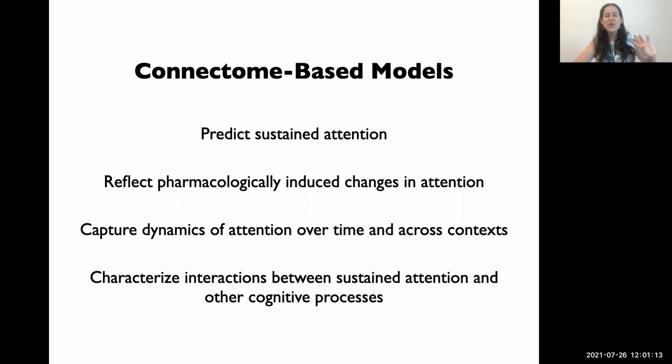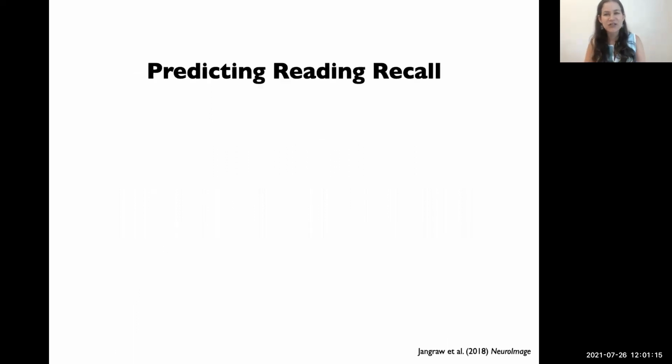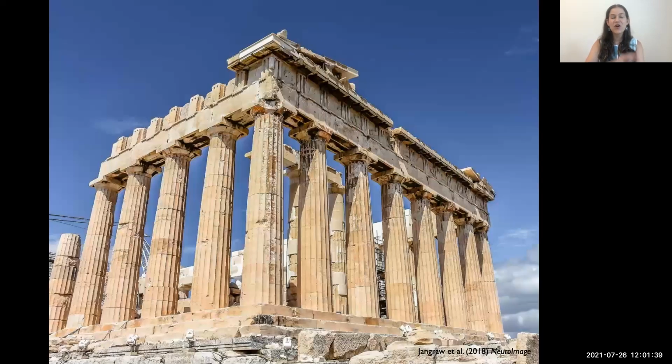So, what are the consequences of paying attention to a naturalistic stimulus for what we remember? To start asking this question, I collaborated with researchers at the NIH. This study was led by Dave Jangra, who's now a faculty member at the University of Vermont. And this was a really cool fMRI study in which participants were scanned as they were reading transcripts of complicated Greek history lectures. So these were college level lectures about Greek history, and participants were screened beforehand to make sure they weren't experts in Greek history.